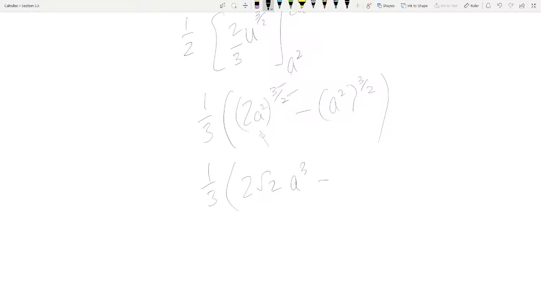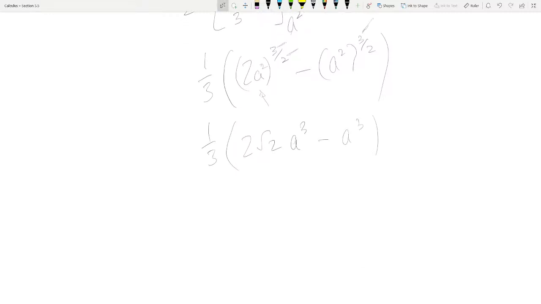minus. Okay, and then over here, we're going to take the square root, but it's a squared, so I just get a, and then I have to cube it, so I get a cubed. All right, so all told, I can bring an a cubed out in front. A cubed over 3 times 2 root 2 minus 1. That's our final answer.